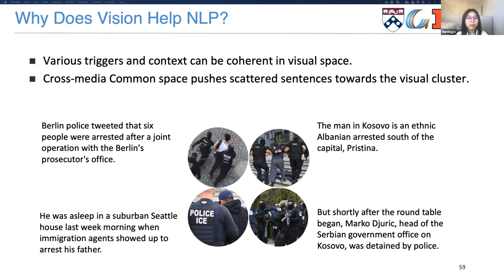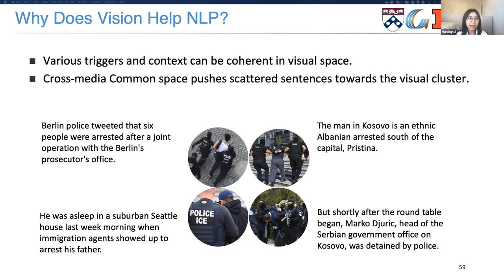So for text-only events, the semantics of triggers varies largely in different contexts. For example, these four sentences all mention an arrest event, and they have completely different contexts, but the corresponding images are similar. So when we learn a common space, those images can act as a hub that can pull these text sentences close to each other. But in the text-only training, we don't have the image-caption alignment, so these text sentences will remain far apart, and it will be harder for the system to classify them as the same event type.